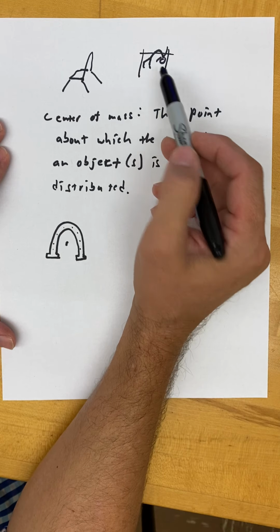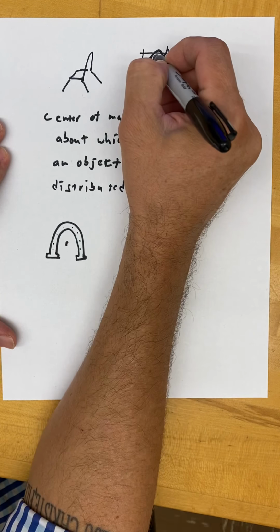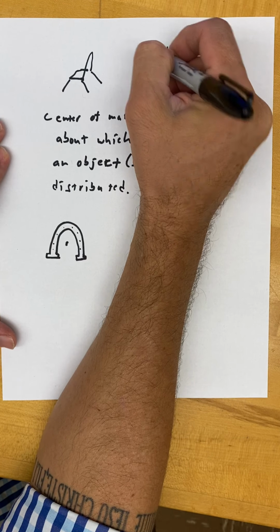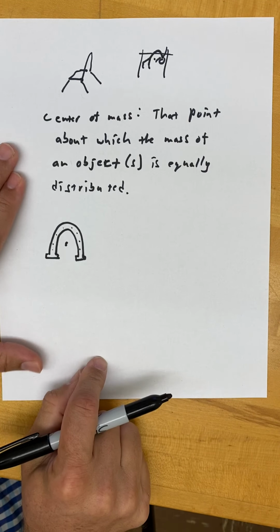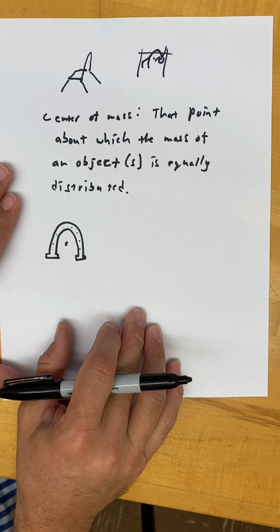In point of fact, for the high jumper, his center of mass when he's arching his back is somewhere about there. The center of mass actually is underneath the bar, which is how he's able to jump so high. But it's the point about which the mass of an object or objects is equally distributed.